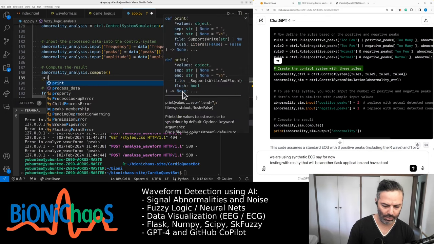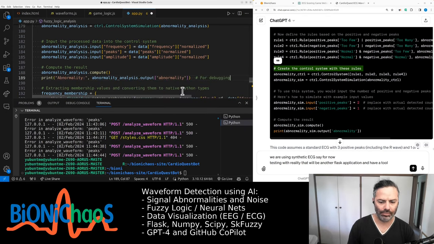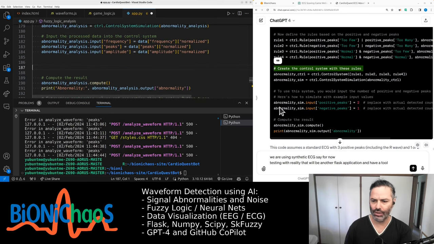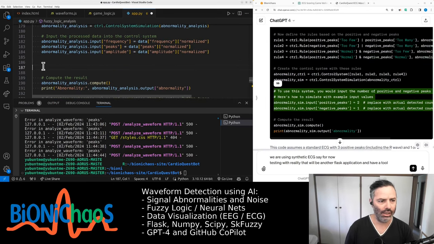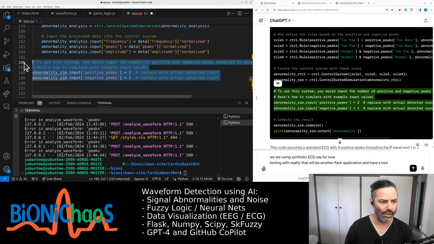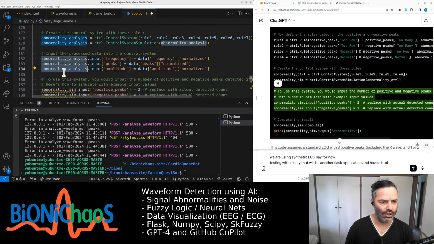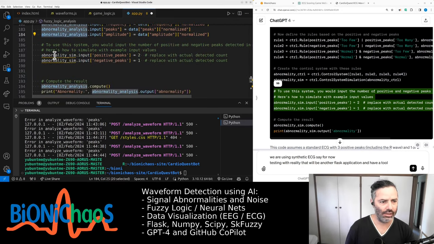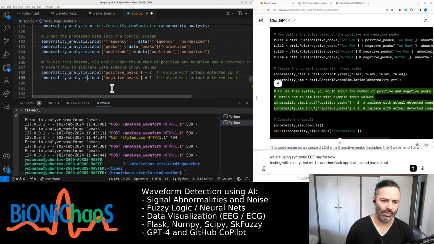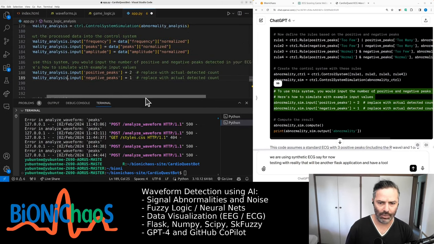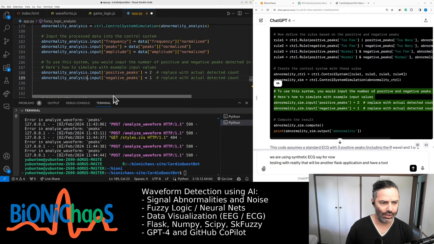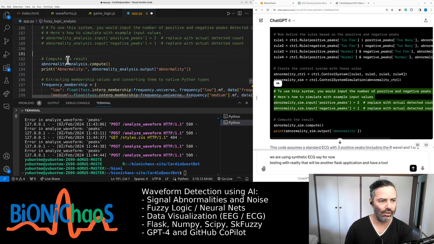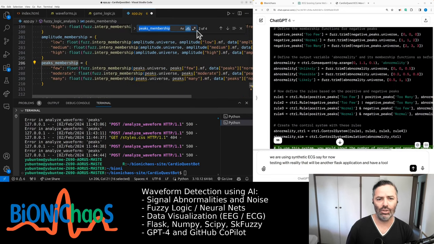Okay, let's print this. Yeah, I'm not sure about that line. Check it out for a sec. Pop it in here. This thing is actually called abnormality analysis. To use the system, you will input the number of positive and negative peaks detected in your ECG signal. Here's how to simulate with example inputs. Don't need it for now. We have peaks membership.